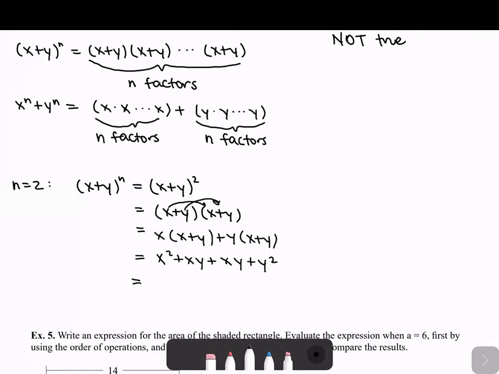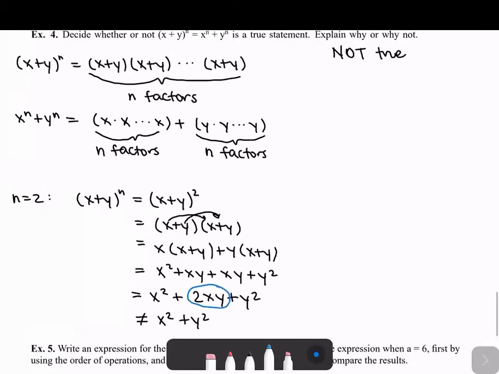And this second xy comes from the commutative property. So this is x squared plus 2xy plus y squared. Okay, this is not the same thing as x squared plus y squared. You can clearly see why, right? There's this 2xy that comes in from our distribution. And for that reason, these are not the same.